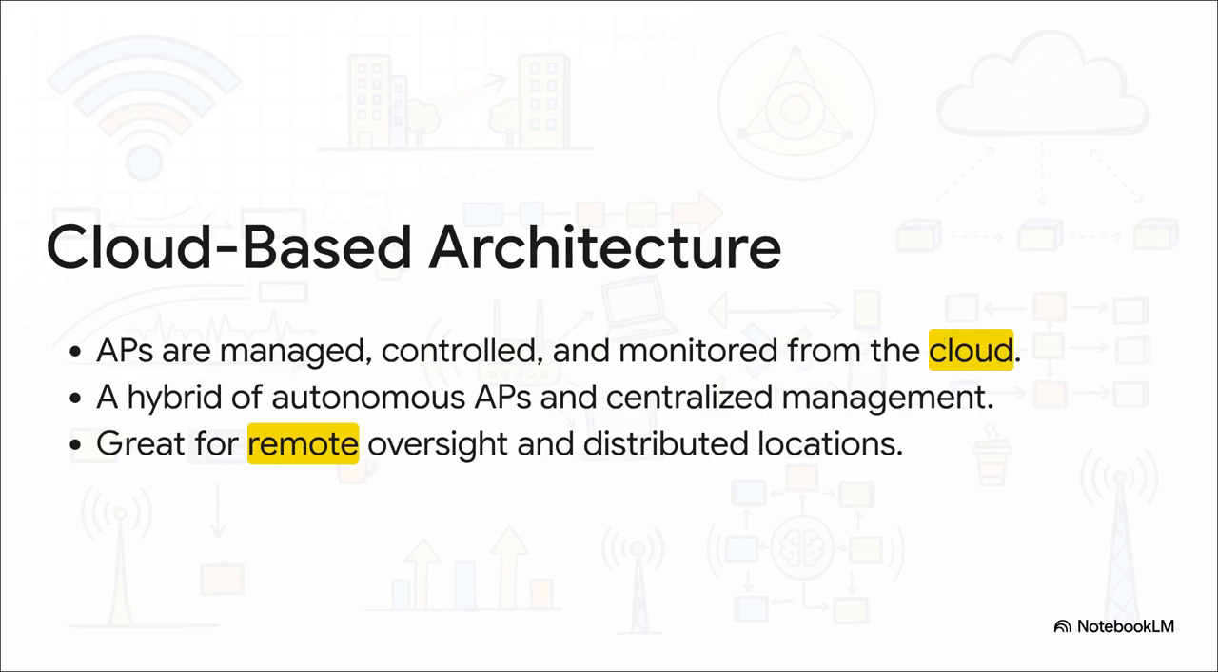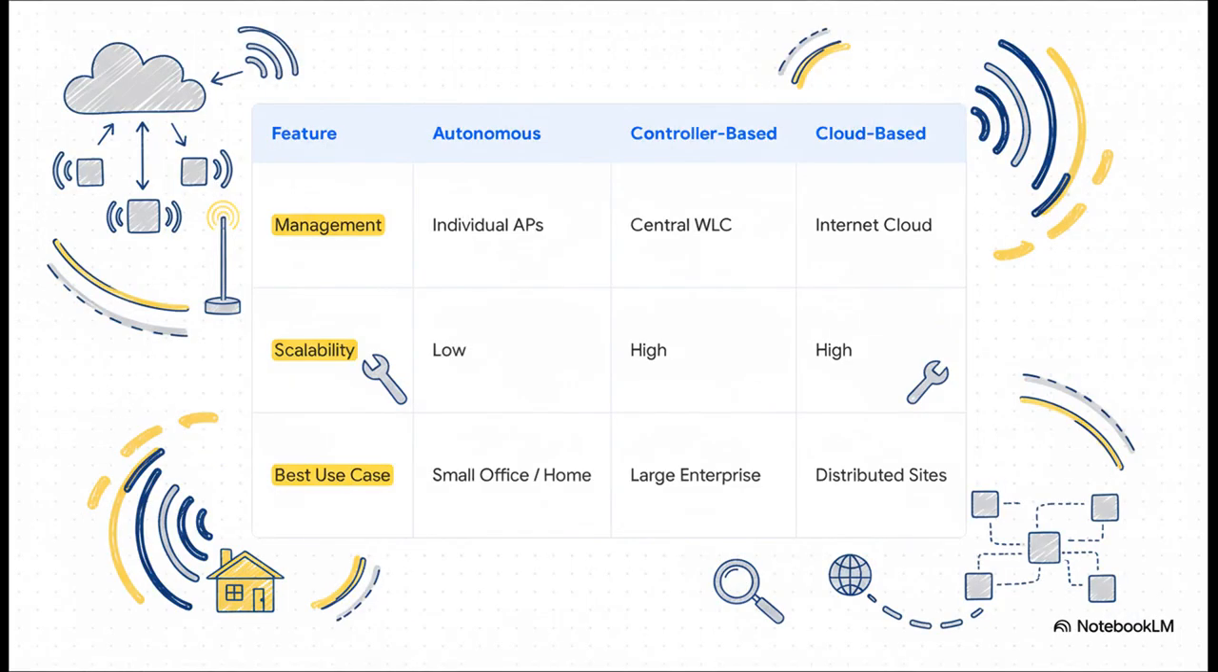And finally, we have the modern cloud-based approach. This is like having your coffee chain's headquarters not in a physical building, but up in the cloud, accessible from anywhere with an internet connection. The APs on site are still smart, but all of their configuration, monitoring, and updates are pushed down from a central online dashboard. This gives you incredible flexibility, especially for businesses that have offices all over the country or even the world.